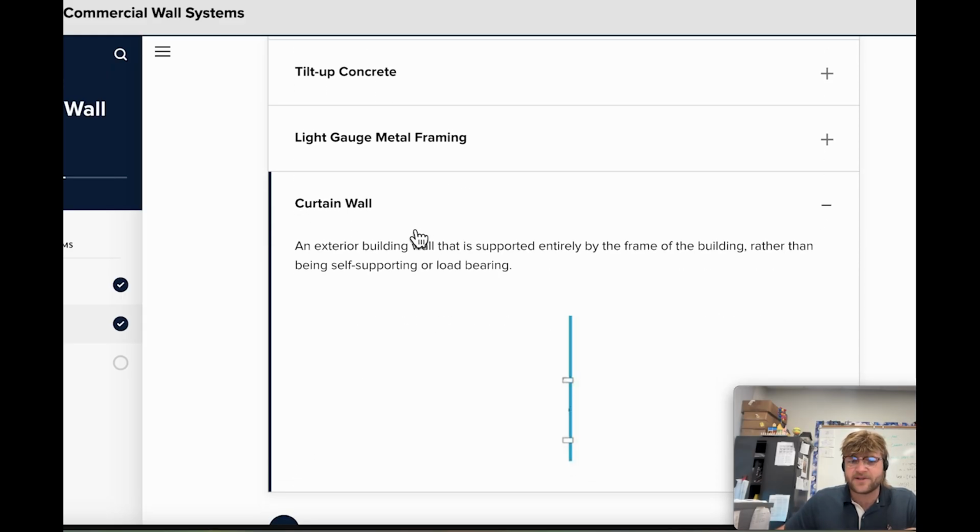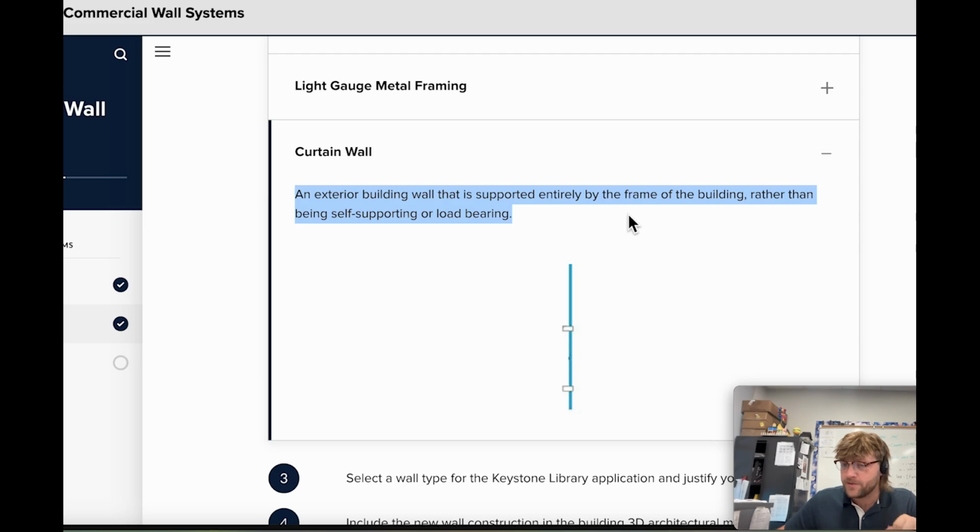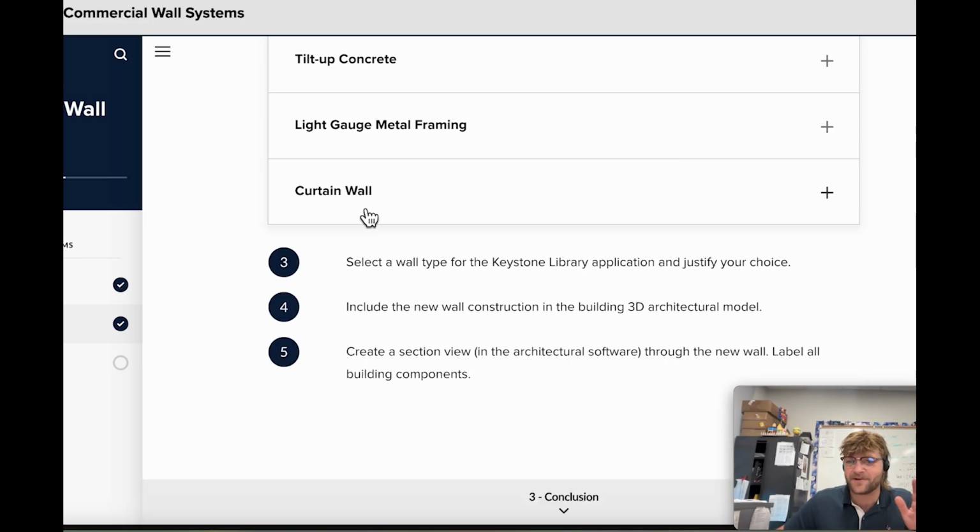And then down here, there's the curtain wall, which is a very, very popular use for that wall that's on column line 3. Looks pretty modern. I really like the curtain wall myself personally too. But you're going to select that wall type, and then what we're going to do is we're going to actually add it to our Keystone library in Revit.